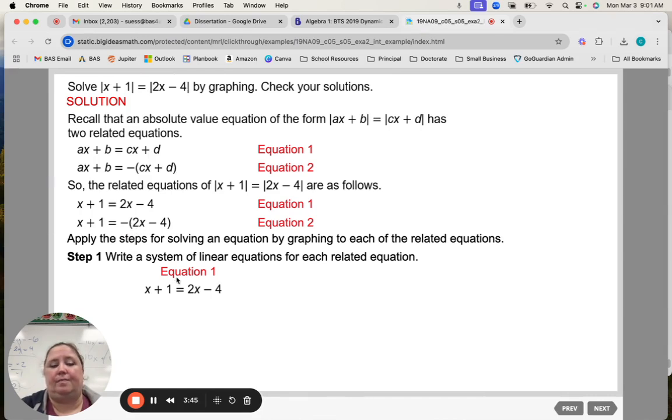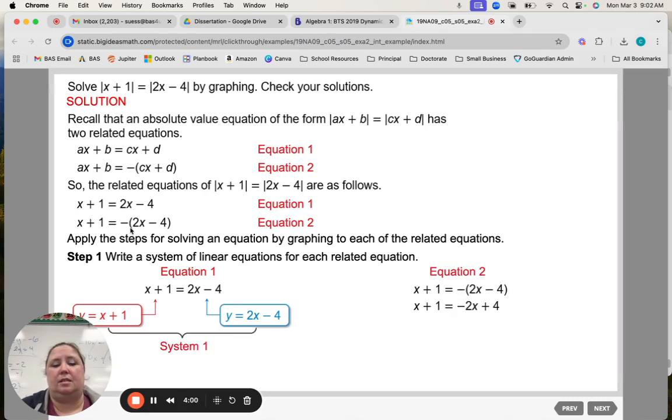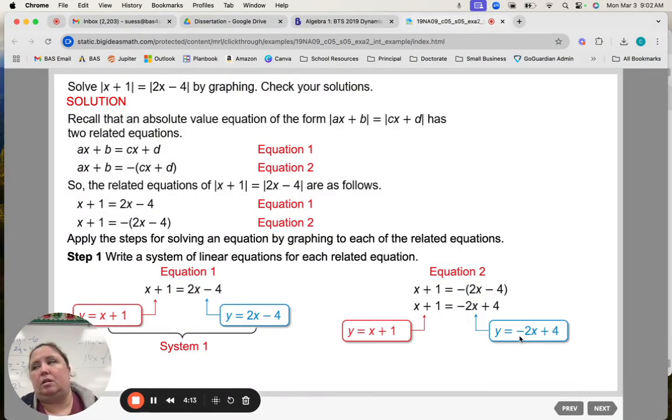absolute value negative. So then we're going to have 4 equations here if you're not understanding that. Okay, so then you get y equals x plus 1 and y equals 2x minus 4. And then the second one, where everything has to be negative on the right, we distribute the negative. So our 2 equations would be y equals x plus 1 and y equals negative 2x plus 4. So all in all, we end up with 3 equations. We have y equals x plus 1, y equals 2x minus 4, and y equals negative 2x plus 4.